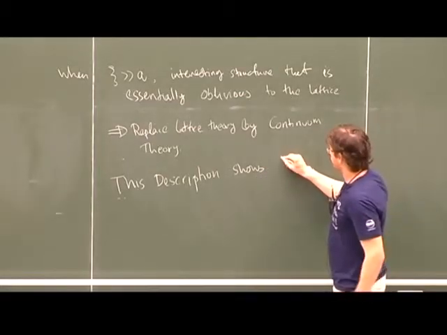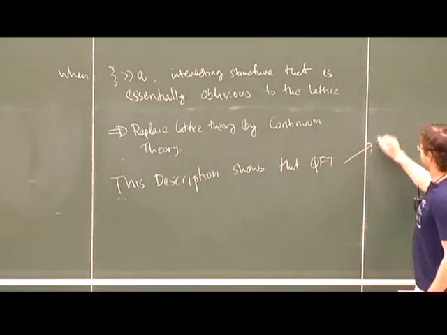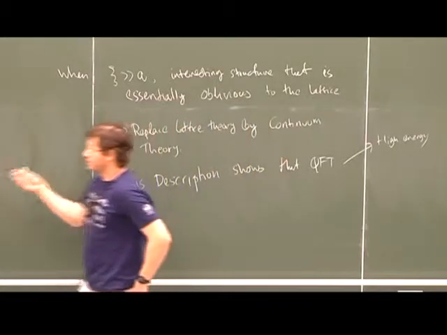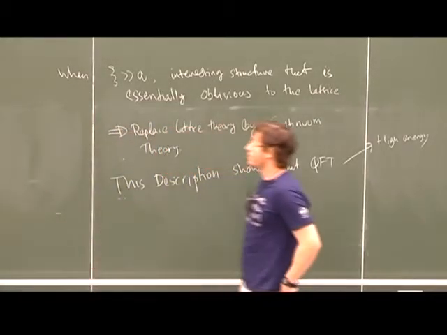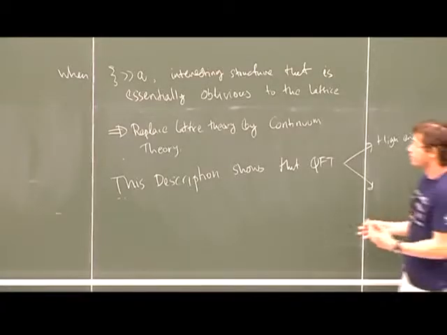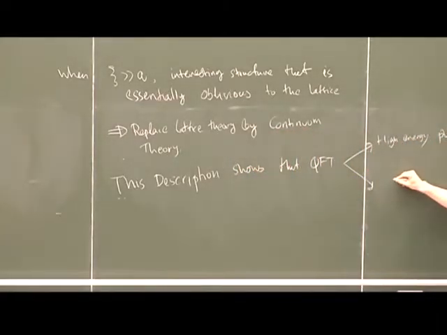So this description shows that quantum field theory is related to high energy physics, because we don't expect any kind of finer grained, maybe lattice structure of space-time, at least not at the energy scales that quantum field theory is supposed to describe. So this is high energy physics. But from this description, you can also see that spin systems which are tuned may be very well described by quantum field theory. So this will be quantum phase transitions.